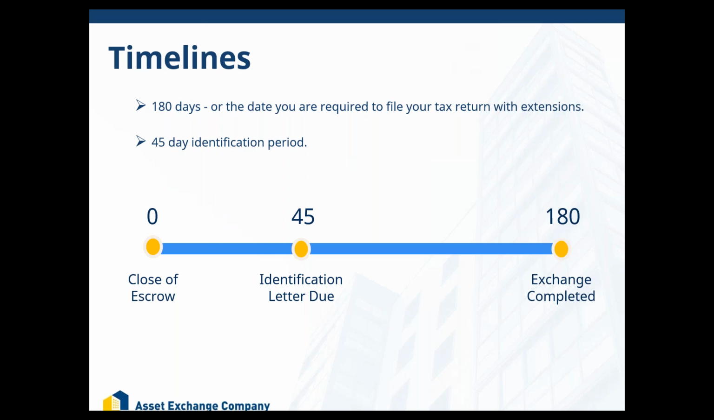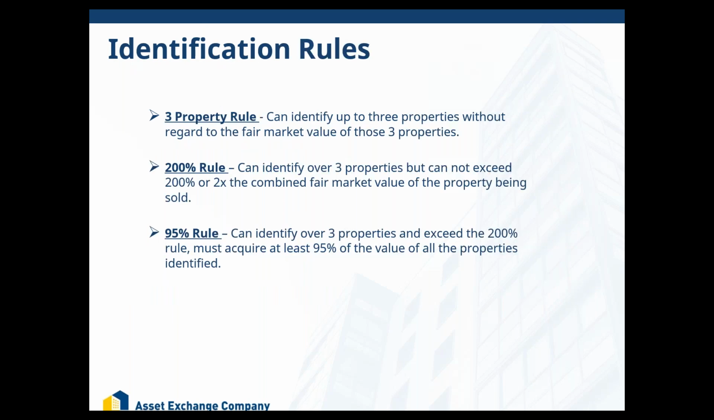Right? If you're unable to purchase any of those properties by day 180, you're going to blow your exchange and you're going to be subject to all of the taxes. All right, so everybody keep that in mind. There is no exceptions. There is no extensions to any of the timelines.